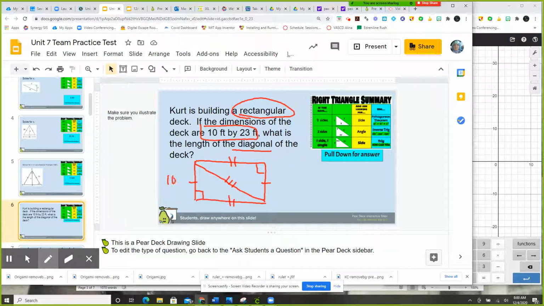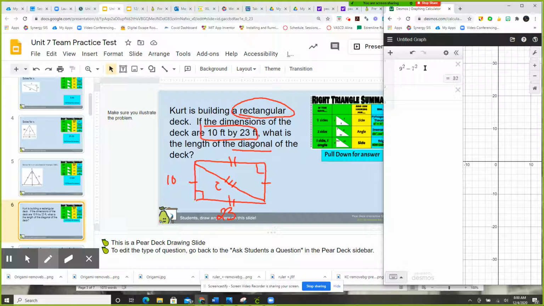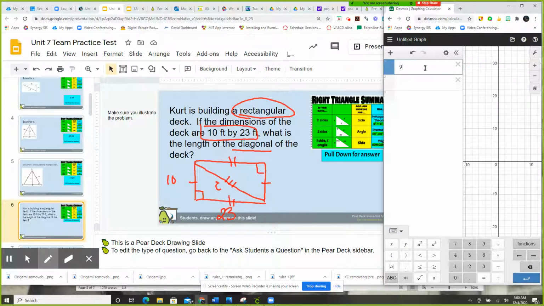Exactly. So my drawing shows that the height is smaller than the base. So I'm going to put the 10 and the 23 there. But does it really matter? Not really. Exactly. So we're looking for that hypotenuse, that C. So we're going to do what math? What do I put in the calculator? Uh-huh. So what do I type into the calculator?